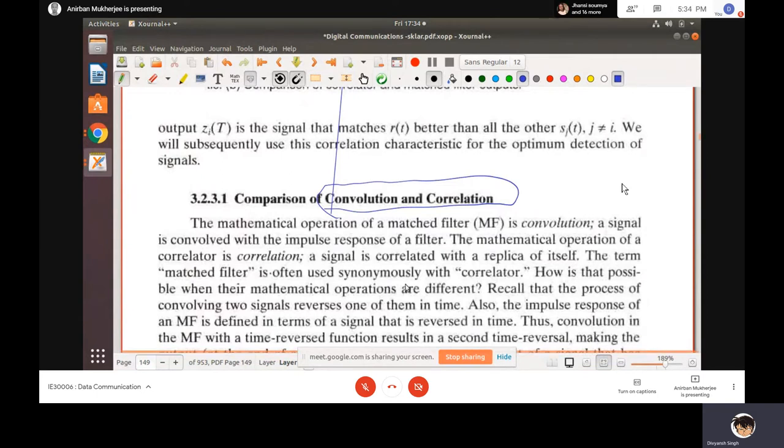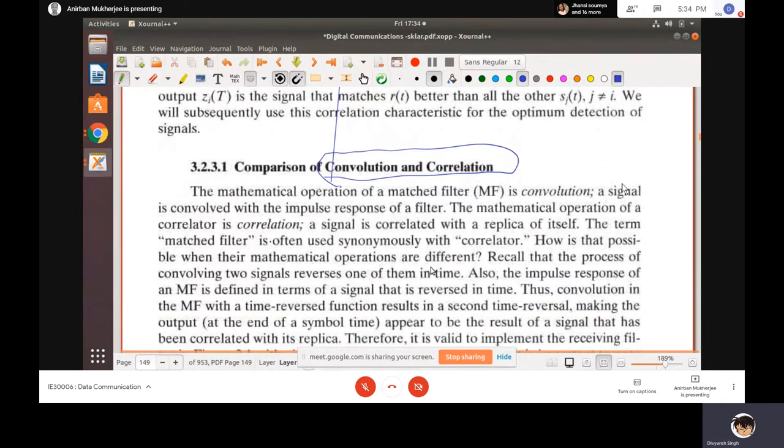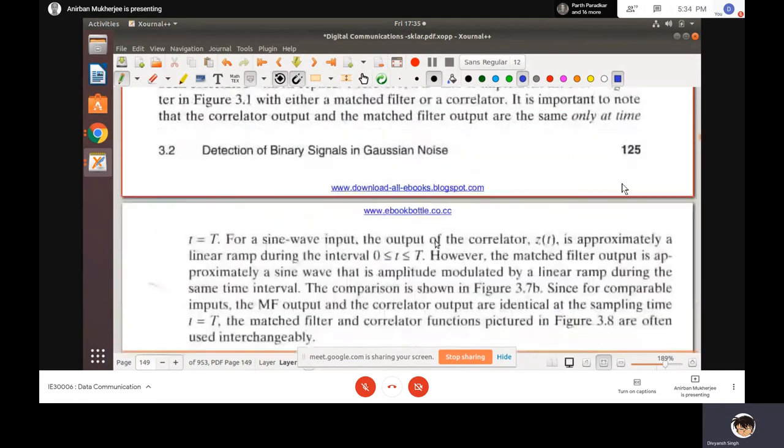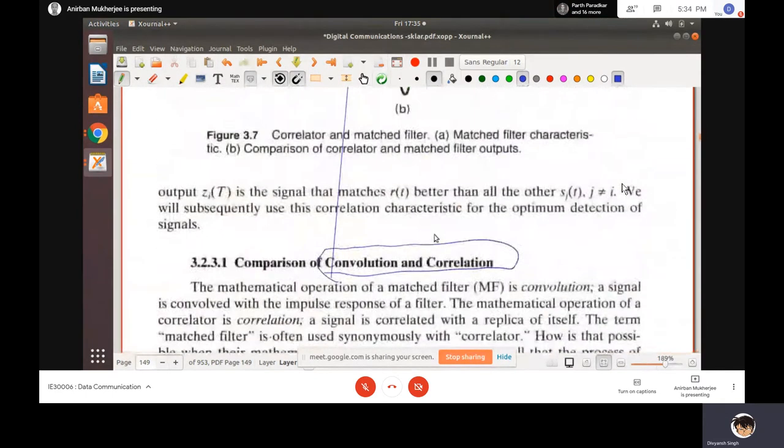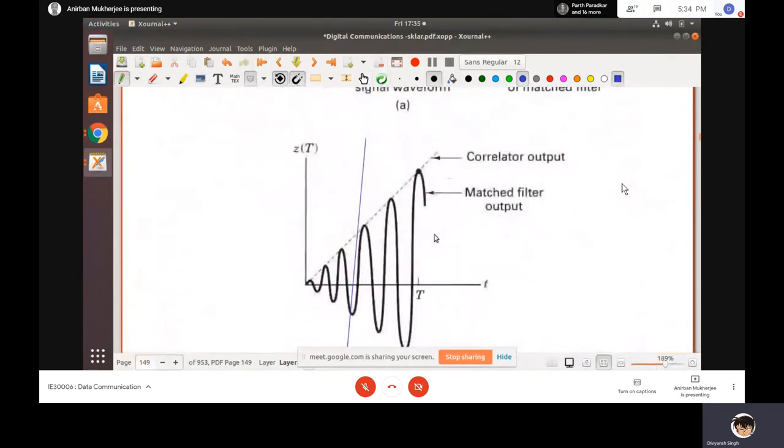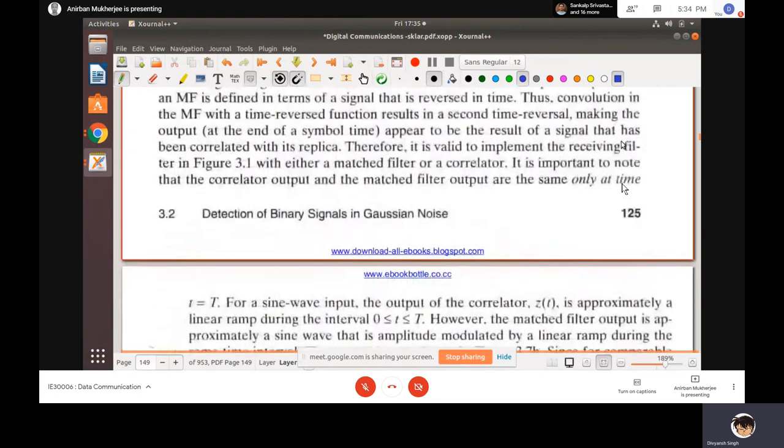Actually, a matched filter is implemented as a correlator block. You need not do all this. They have taken a sinusoid and computed the matched filter output for all t, and they have taken a correlator output, and you see that at t equal to capital T, the matched filter implementation and correlator output implementation match, because I am only interested at t equal to capital T, not any other point. So read that portion, it will be useful.